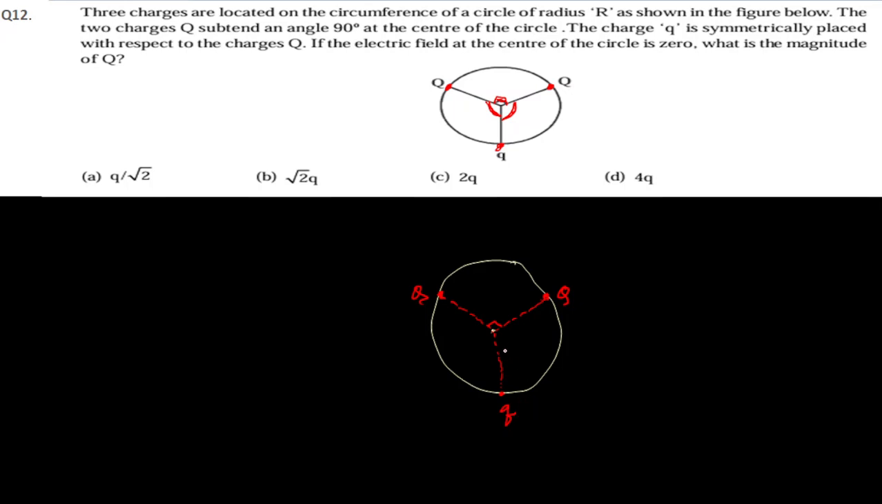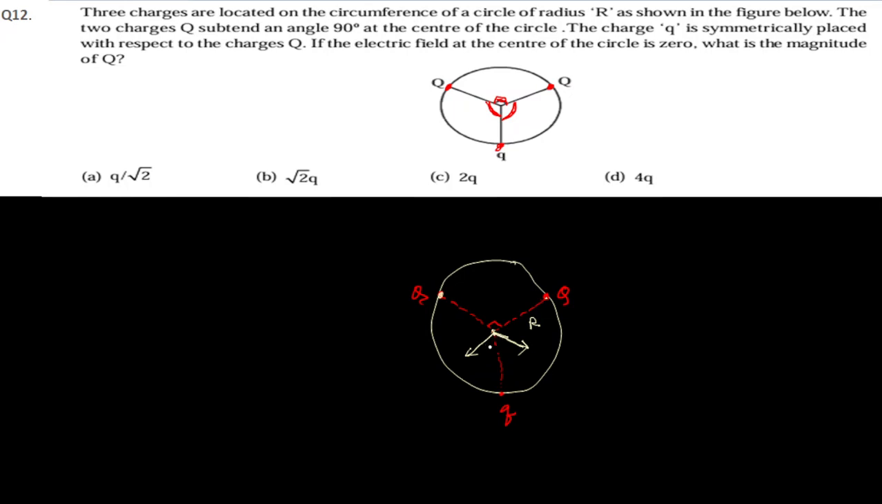Okay, so what we can do here is simply write the electric field because of these 2 capital Q charges. What will be that electric field? If this radius is r, then the electric field of capital Q will be along this direction, and the electric field because of this other capital Q charge will be along this direction.